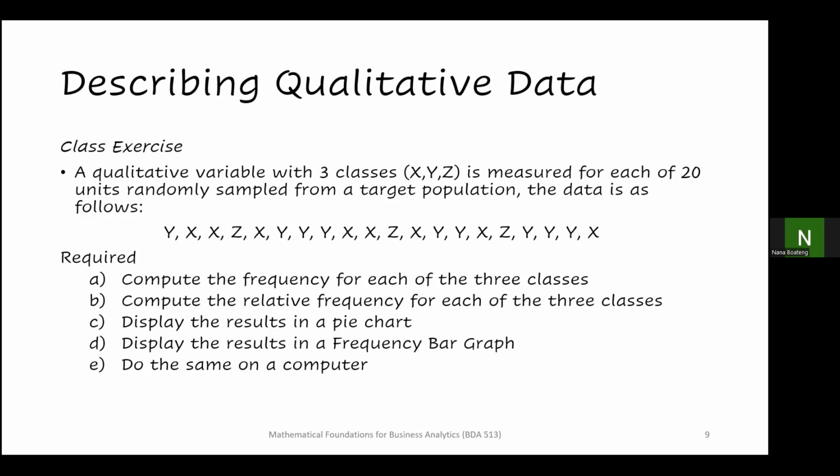So a qualitative variable with 3 classes, X, Y, Z, is measured for each of 20 units randomly sampled from a target population. The data is as follows. So we have 20 samples. Let's do the first one first. Compute the frequency of each of the 3 classes. Please, all of you do it and then let me know the answer.